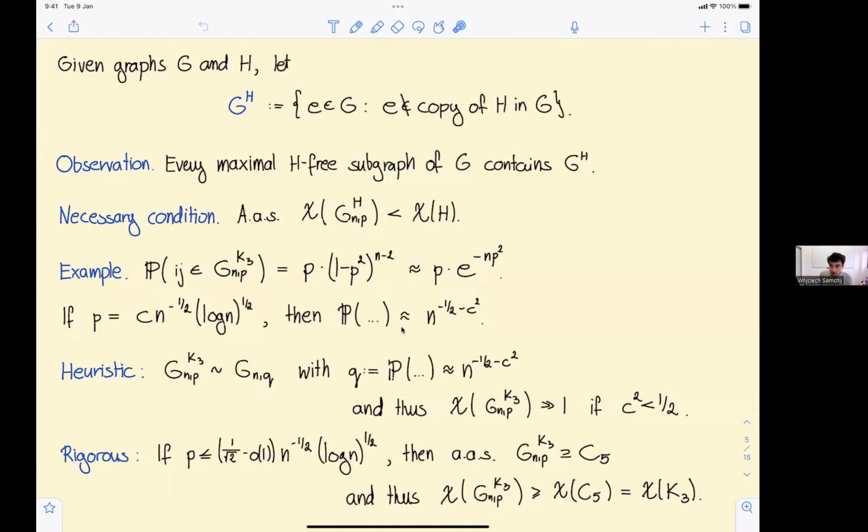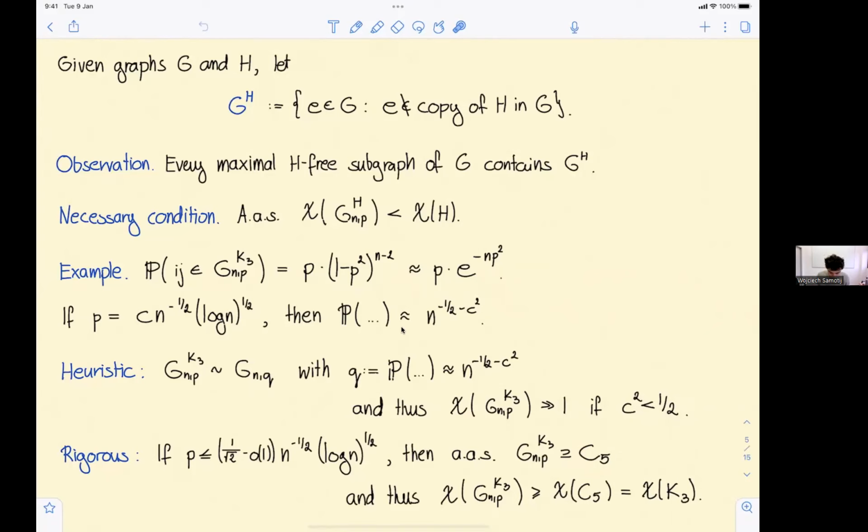And a rigorous version of the argument is that if p is at most this constant times 1 over root n times square root of log n, then maybe we cannot show that the chromatic number is unbounded, but it's enough to show that the chromatic number is larger than 2. So we can, for example, show that it contains the 5-cycle. And this can be done with not so much work.